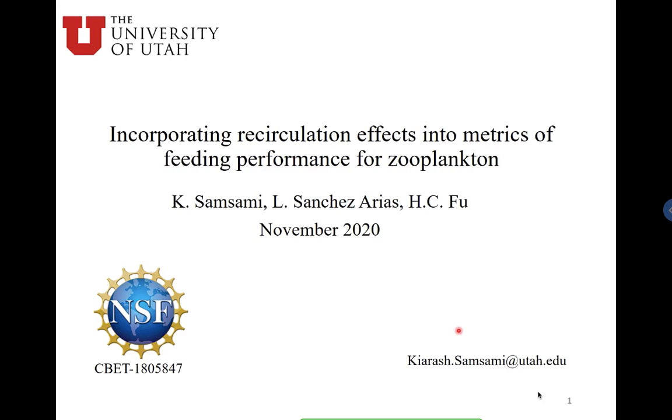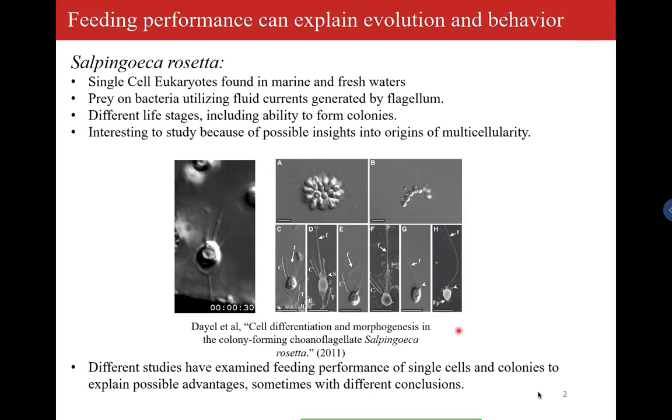Going to talk about incorporating recirculation effects into metrics of feeding performance for zooplankton. Zooplankton are a subgroup of planktonic organisms that cannot generate their own food and have to look for it in their environment. And the study of their feeding performance is important because it can explain aspects of their evolution and behavior.